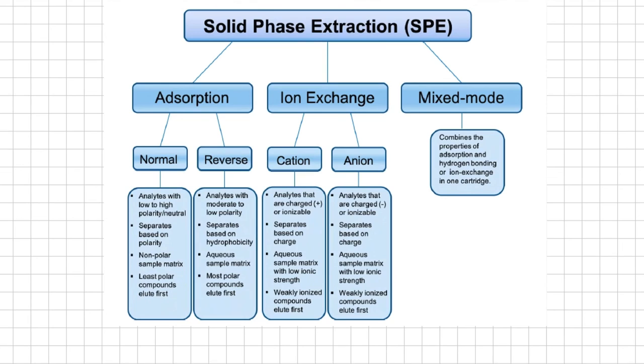If we talk about different types of solid phase extraction, SPE falls into several categories, including adsorption, ion exchange, and mixed mode. The adsorption type is further divided into normal phase and reverse phase. Similarly, ion exchange contains cation exchange SPE and anion exchange SPE, and then there is mixed mode. In mixed mode, we combine the properties of adsorption, hydrogen bonding, or ion exchange in one cartridge.